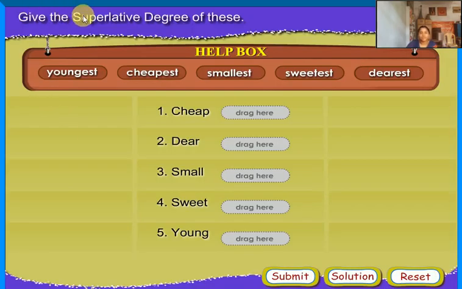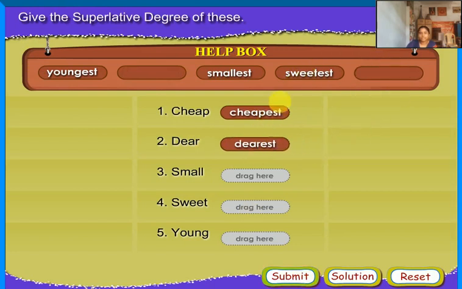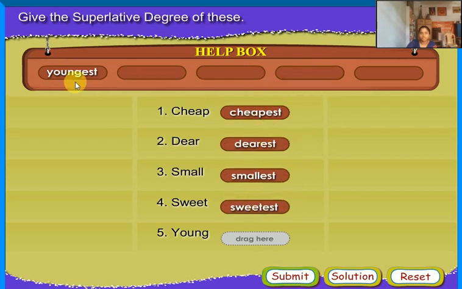Give the superlative degree of these. Cheap, cheapest. Dear, dearest. Small, smallest. Sweet, sweetest. Young, youngest.